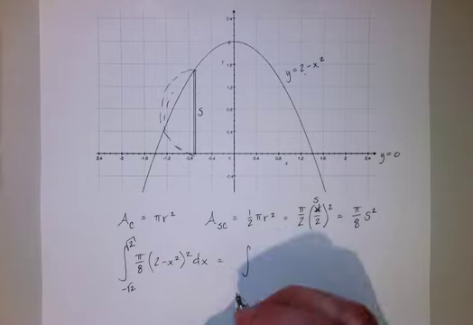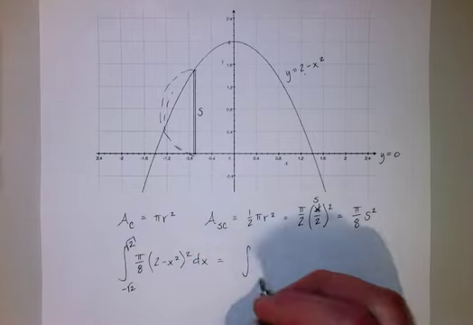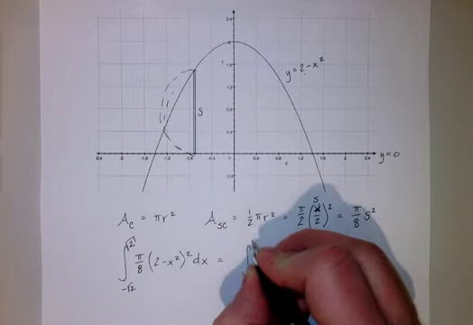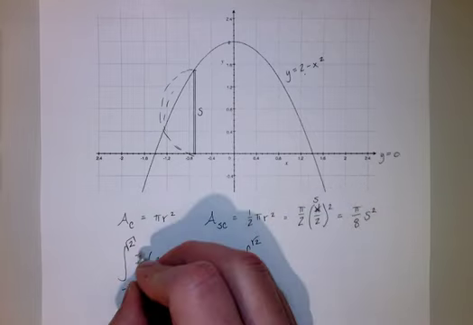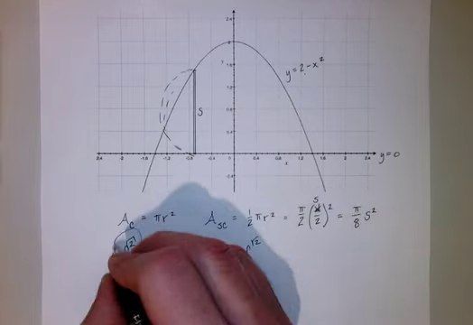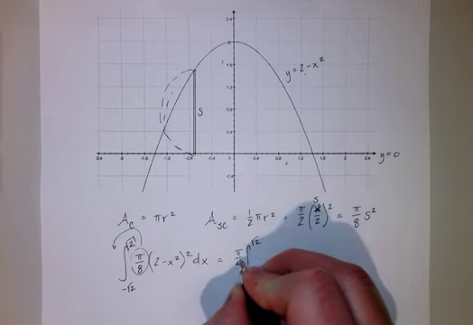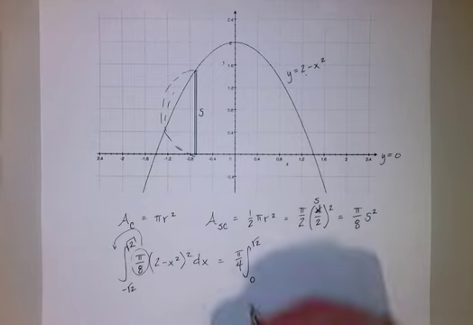Because of symmetry, instead of going from negative root 2 to positive root 2, I'm going to go from 0 to root 2. And I'm also going to pull the pi over 8 out in front. But when I multiply it by 2, it transforms into pi over 4.